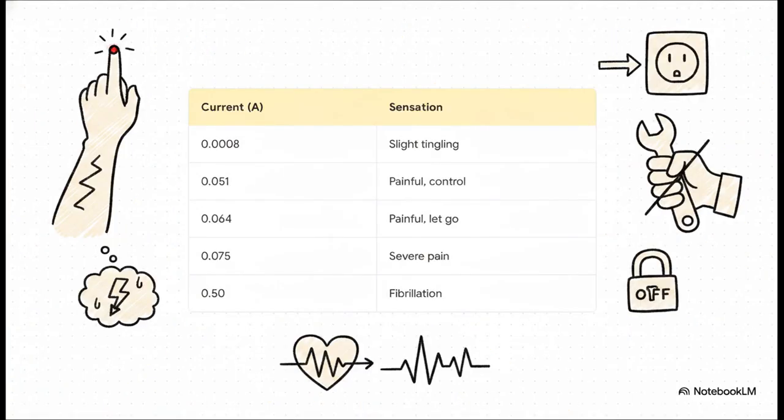To highlight the real-world stakes of that microscopic river, let's look at how the effects of direct current on the human body scale rapidly. Because our human nervous systems operate on very small electrical signals, even tiny fractions of an ampere have a massive physical impact. At just 0.0008 amperes, you just feel a slight tingling, but jump up to 0.075 amperes and you experience severe pain and difficulty breathing. At just half an ampere, it can cause possible heart fibrillation. This shows you exactly why electricians absolutely always turn off the power before working on household circuits.